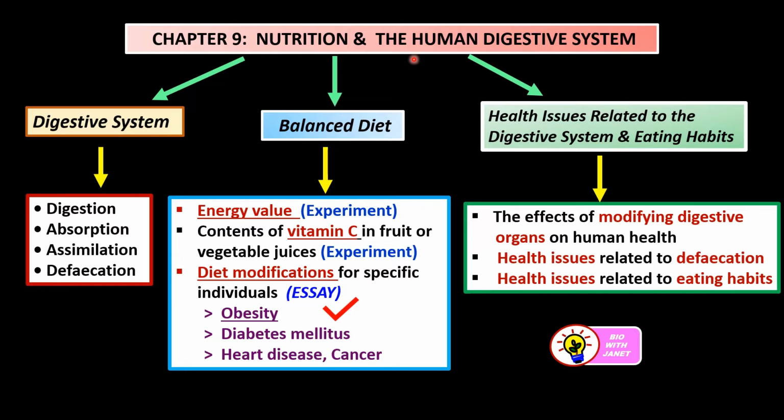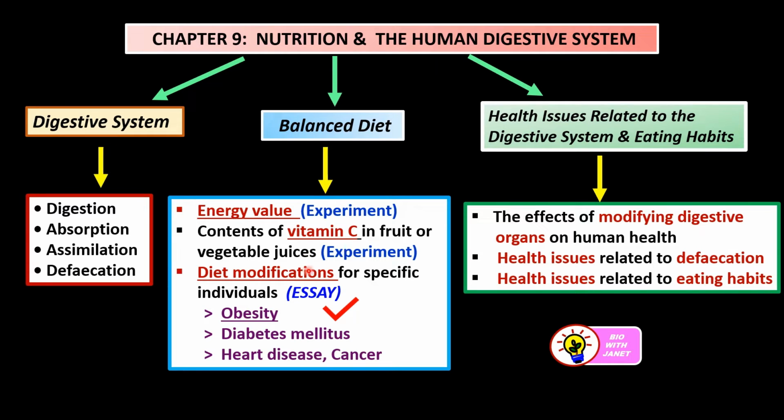Let's have a look at our concept map for Chapter 9, Nutrition and the Human Digestive System. So far, we have discussed the digestive system and the processes of digestion, absorption, assimilation, and defecation. If you haven't viewed these videos, I would encourage you to view the videos shown here that are very complete and give a lot of explanations. Now, we are at this point here, balanced diet. We have already discussed the experiment to determine the energy value of different food samples.